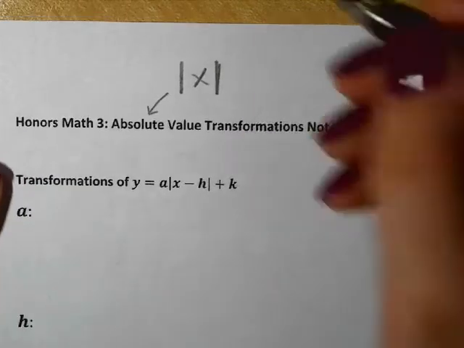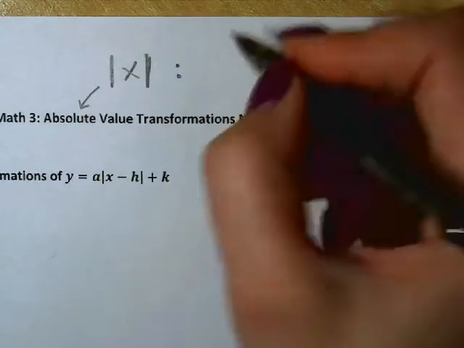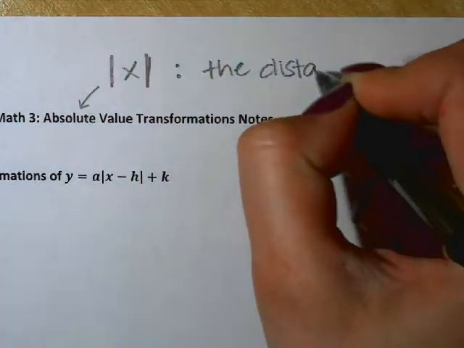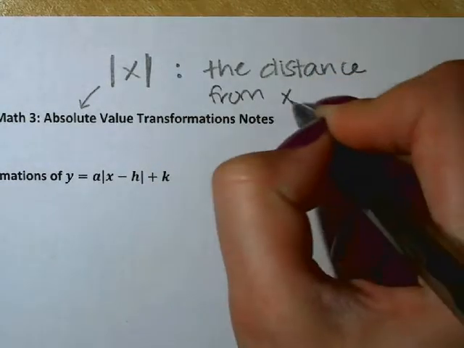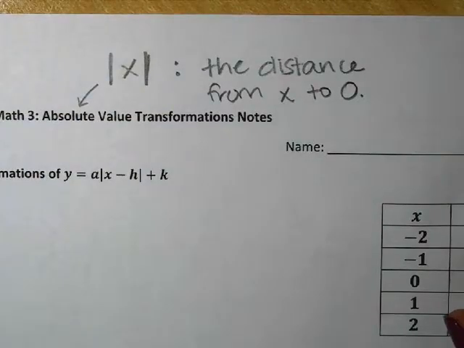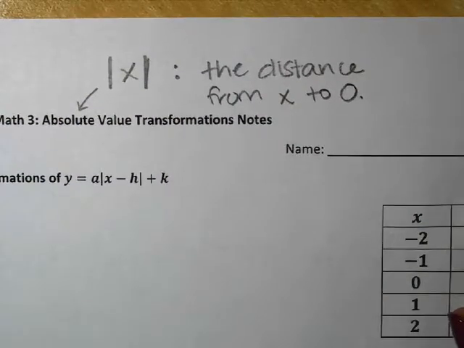So we're going to write that on our paper. We're going to say the absolute value of x is the distance from x to 0. That's what an absolute value means. It's the distance that number is from 0.